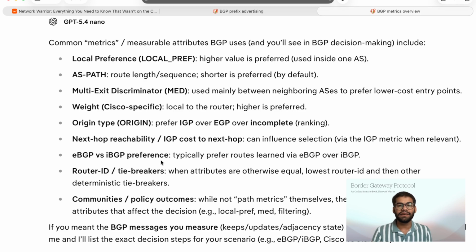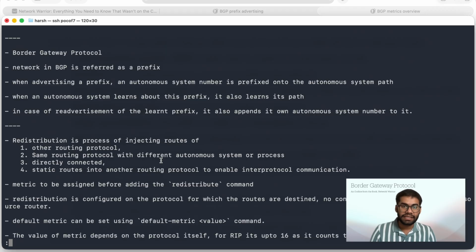Next is AS path, the route length or sequence. The shorter it is, the more preferred. So regarding the AS path, I also want to add one thing which is written in the book, that a network in BGP is referred to as a prefix. We know a prefix is the slash and the value which is within 32 in case of IPv4 addresses. But in BGP, the prefix carries the autonomous system itself and it keeps accumulating.